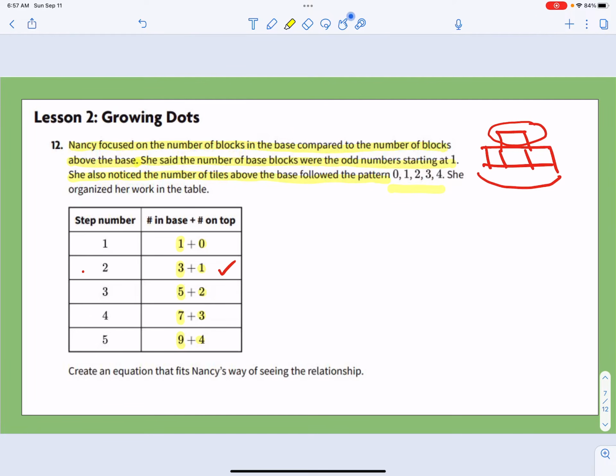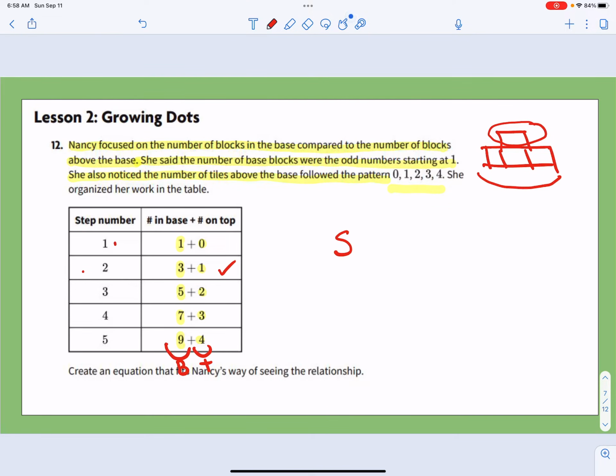Okay. Write an equation that fits Nancy's way of seeing the relationship. So writing an equation for her is going to be a little different. We have this part dealing with the base, and this part dealing with the top. Okay, so for the base part, we want to put it in relationship to the size, to the step number. Okay, so the base part looks like it's going to be the size no matter what. But it's the size. This one's a little strange. So for her, we would say it's. I want to get to the 1, right?